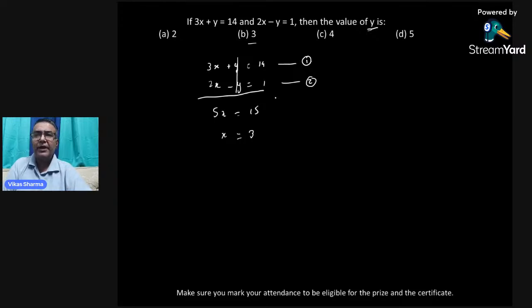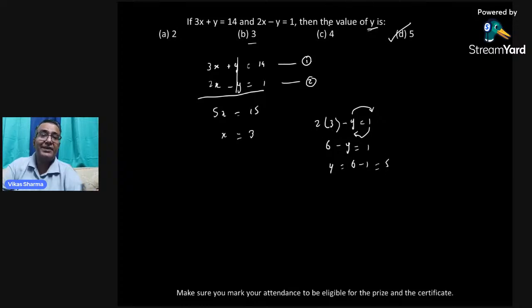So when we put x as 3 in the second equation, it becomes 2 times 3 minus y is equal to 1. So that becomes 6 minus y is equal to 1. I'll take y to the other side and 1 to this side. So that becomes y is equal to 6 minus 1, which is equal to 5. So yes, option D is the correct answer, and Bhishmesh is going to get 2 points for that.